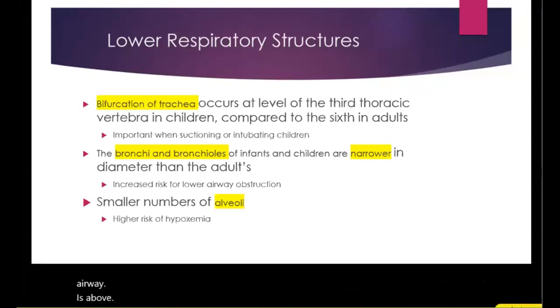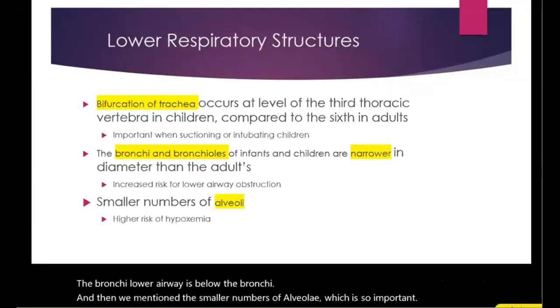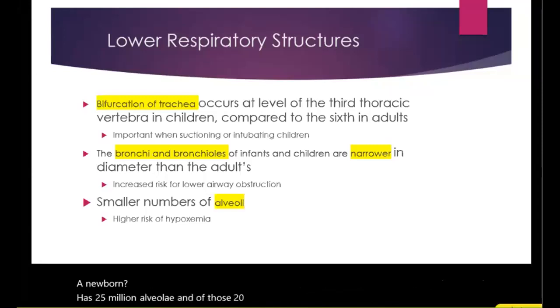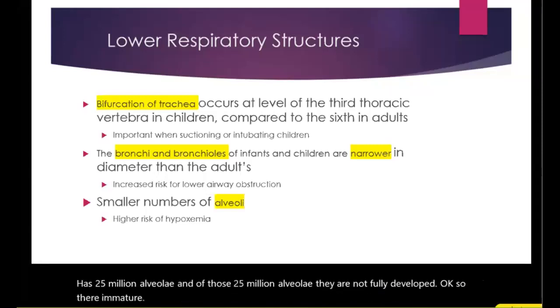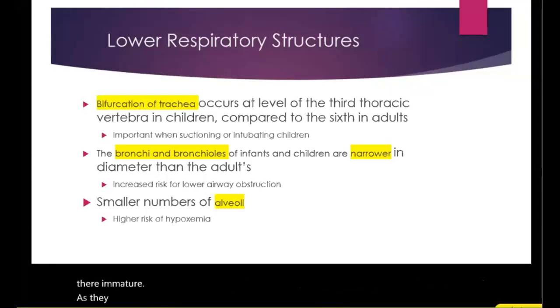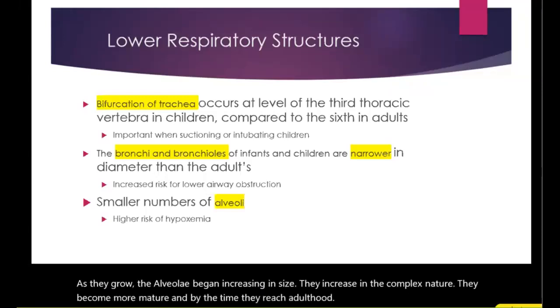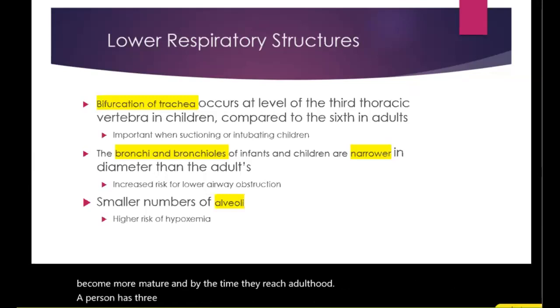As they grow, the alveoli begin increasing in size. They increase in complexity. They become more mature. And by the time they reach adulthood, a person has 300 million alveoli. By adulthood, we have gone from 25 million immature alveoli to 300 million mature alveoli.